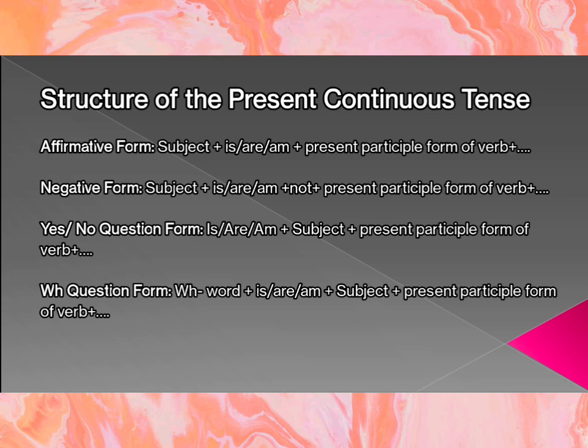Now if we will talk about WH question form structure, then WH word plus is, are, am plus subject plus present participle form of verb. Let's have an example. First of affirmative form: she is dancing. Negative form: she is not cooking. Yes or no question form: is she cooking? WH question: what is she doing?